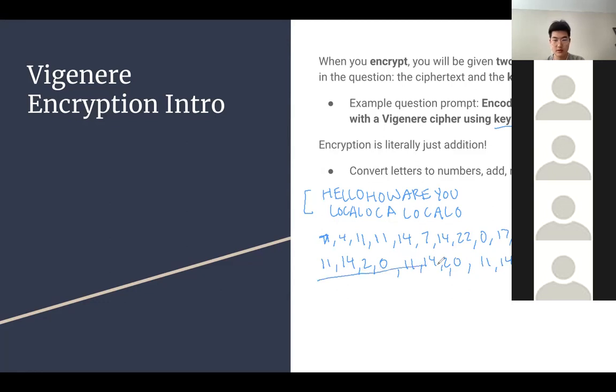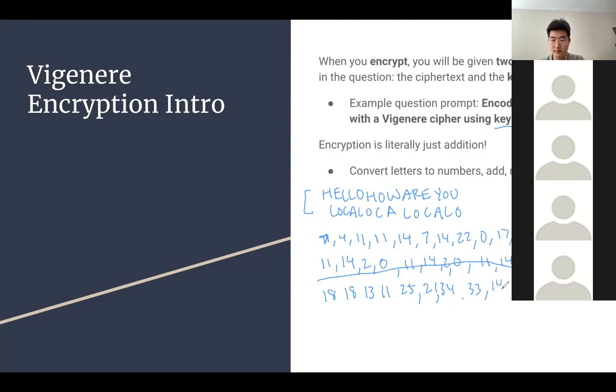Okay, so here, oh, did not mean to draw through that. But here we want to add these because when we're encrypting with Vigenere, we add. So if I just add vertically, 7 plus 11 is 18. 4 plus 14 is 18. And then so on. I'll put commas in between those just so we know where they're separated.